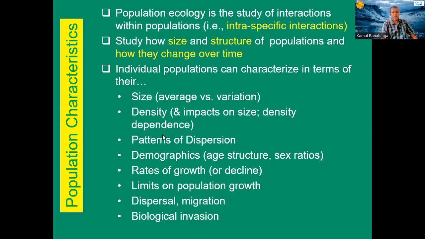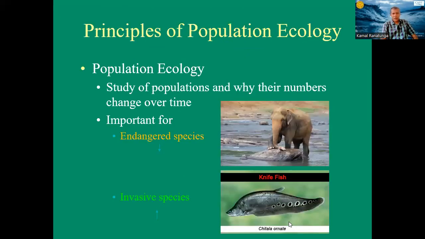There are so many parameters to be considered: the size of the population, the density, their dispersal pattern, which I will explain later, their demographics, especially the age structure, how their ages are spaced in a population, and then the growth of a population. There are other population characteristics, like dispersal, migration, and invasiveness. There are so many things to discuss under population ecology. We'll see how well we can do it within the available time.